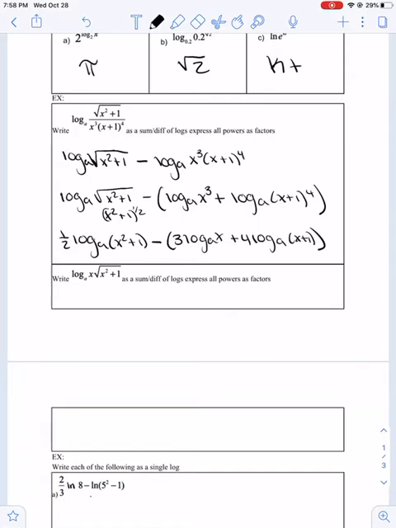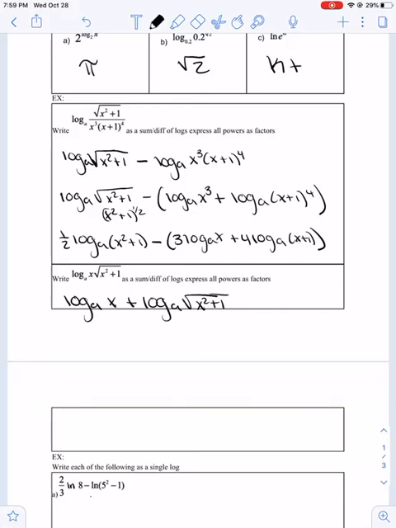Alright, now this one's a little bit more simple. So we have an x times the square root of x squared plus 1. So this is multiplying, and when you multiply, you can have the similar bases and add. So log base a of x plus log base a of the square root of x squared plus 1.